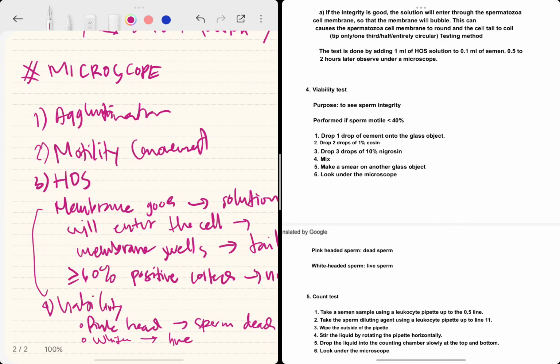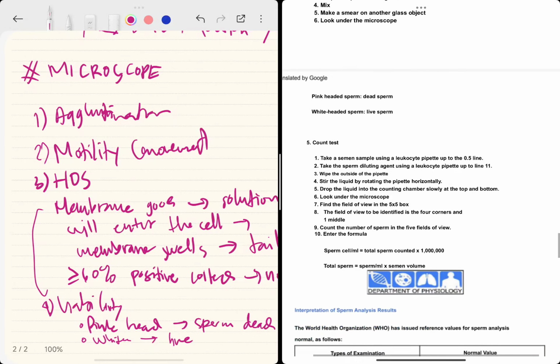So if the viability is high, more than 60%, but the motility is low, less than 40%, we could suspect structural defects of the tail, such as immotile cilia syndrome. But if both viability and motility are low, we could suspect necrozoospermia, or, I forgot what the meaning of that is.